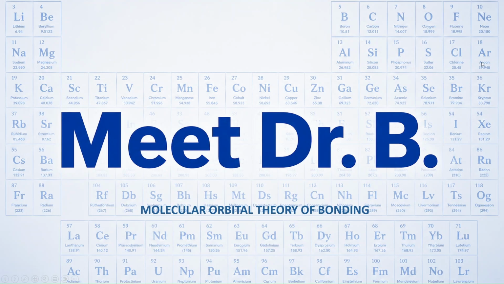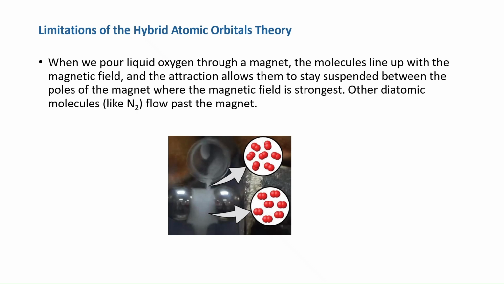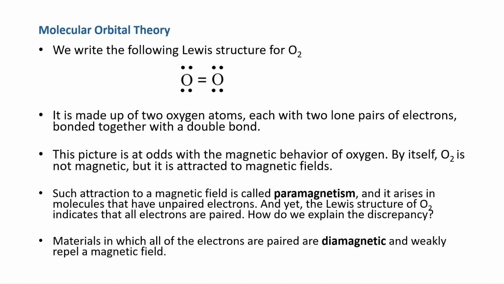I promise you, the molecular orbital theory of bonding is the last one we're going to study. It's the more recent one. Remember that we were talking in the previous video about how oxygen is a non-polar molecule, but it orients itself in an electrical or a magnetic field, which didn't make any sense and could not be explained by any of the two previous models.